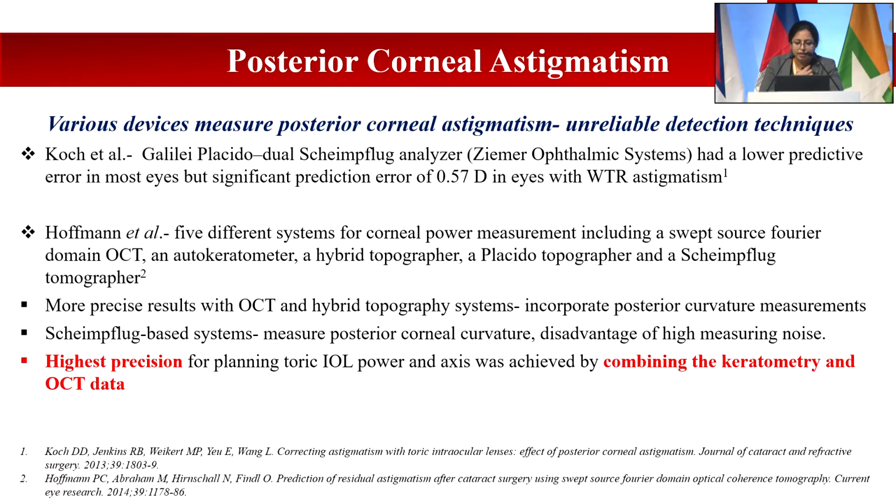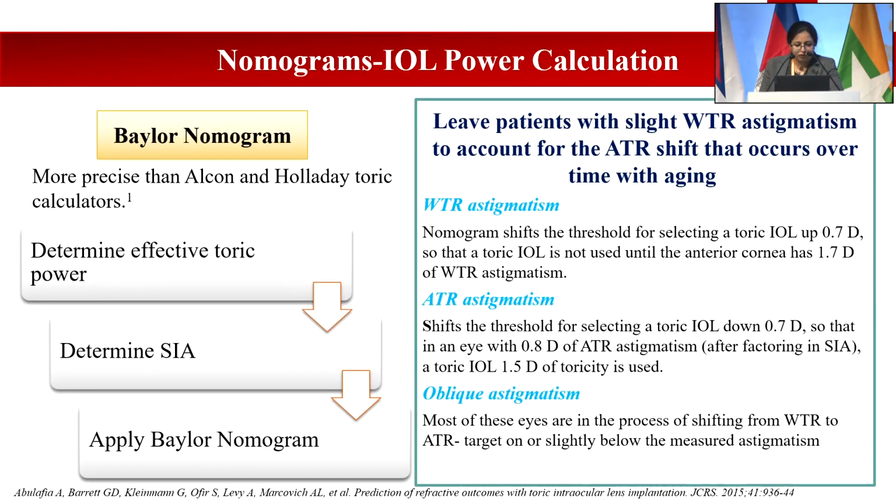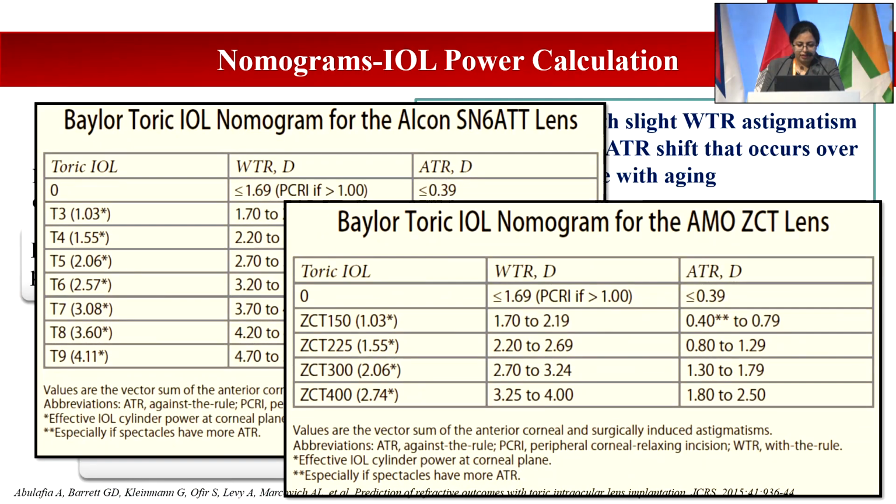So posterior corneal astigmatism, various devices do measure it, as we just saw earlier, and the highest precision, as found in this study by Hoffmann et al., was observed by combining the keratometry and OCT based data. This is just an example of a Baylor nomogram in which you leave the patients with slight with the rule astigmatism to account for the shift from with the rule to against the rule that occurs with time with aging. If you look at these nomograms that Baylor has given, for with the rule astigmatism, your threshold is much higher, till 1.69 you can go without a toric. For against the rule, 0.4 or more, you should implant a toric intraocular lens.